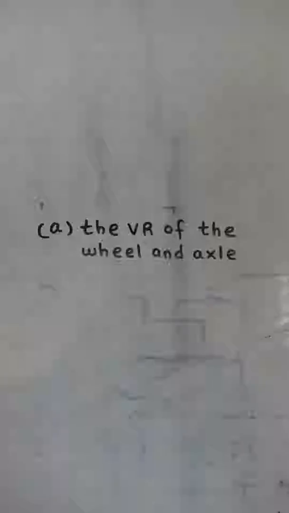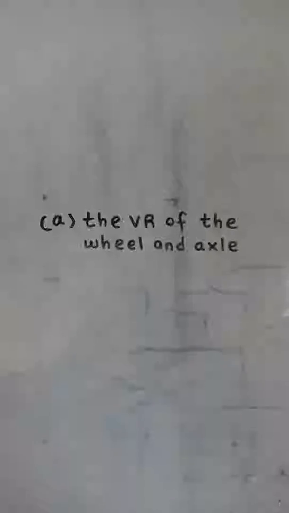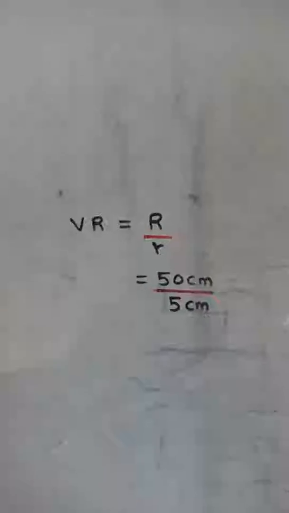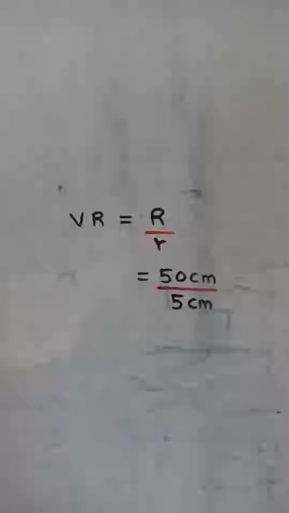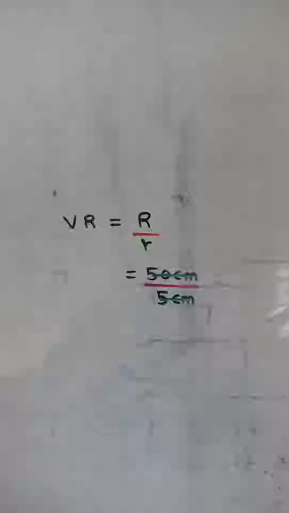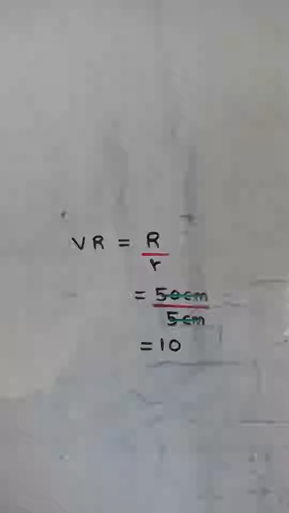Solution. A, the velocity ratio of the wheel and axle. Velocity ratio is equal to radius of the wheel over radius of the axle, which is equal to 50 centimeters over 5 centimeters. 50 centimeters divided by 5 centimeters is equal to 10. Therefore, the velocity ratio of wheel and the axle is 10.